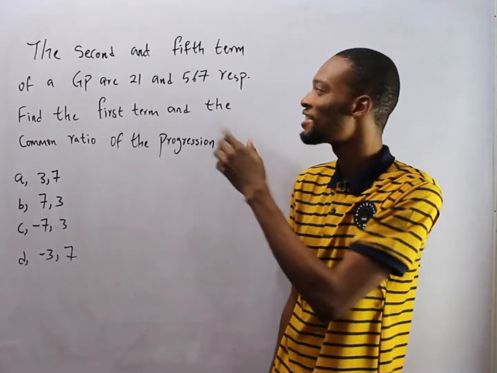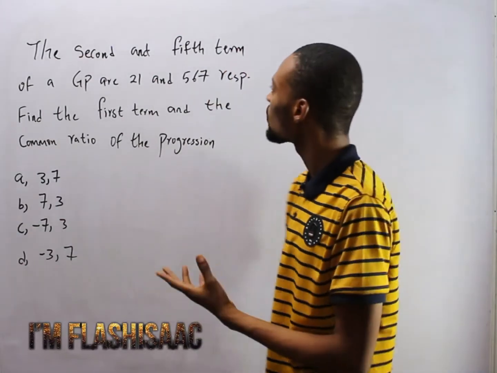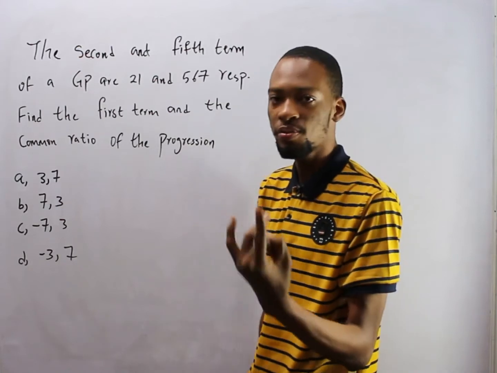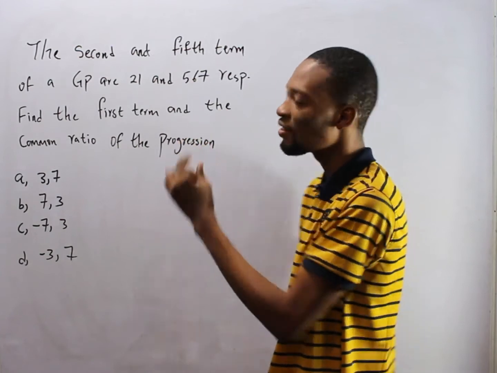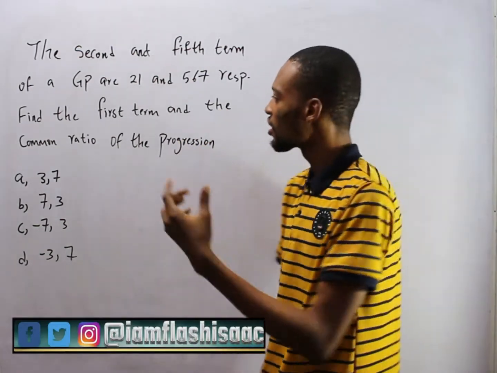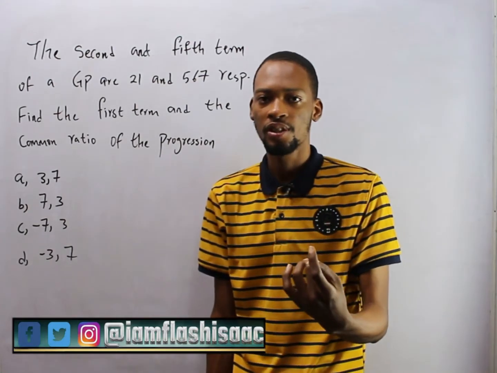Let's take a look at this mathematics question. The question says the second and fifth term of a geometric progression (GP) are 21 and 567 respectively. Find the first term and the common ratio of the progression.